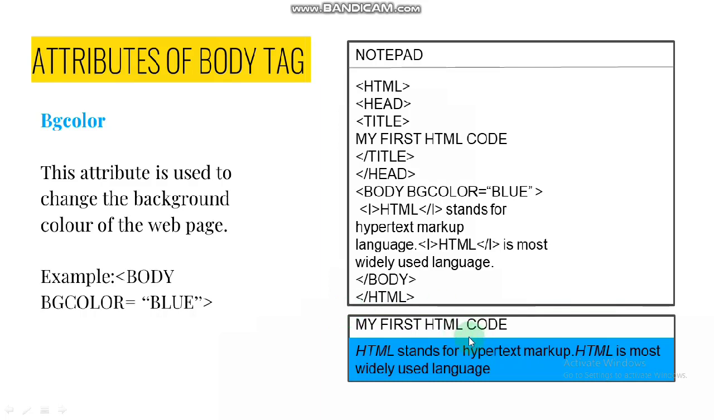See, similarly this will be there in the output window also. This is your title and this is your body content. You can see in the background blue color is there. Why blue color is there? Because I have used the attribute BG color equals to blue. So as you can see, blue is there, and as you can see, HTML is in the form of italics. Why? Because I have used I tag before HTML, then I have closed it.